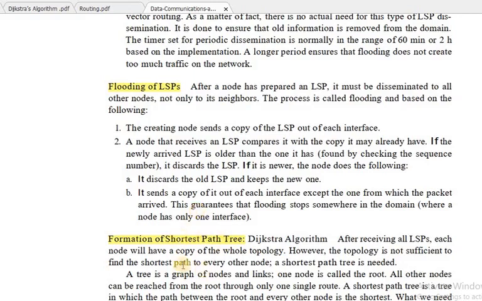Then we come to the formation of the shortest path tree. For this we have to know Dijkstra's algorithm, which we are going to study next. Okay, thank you.